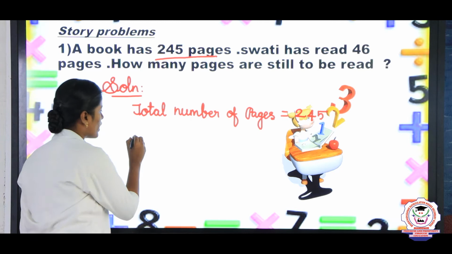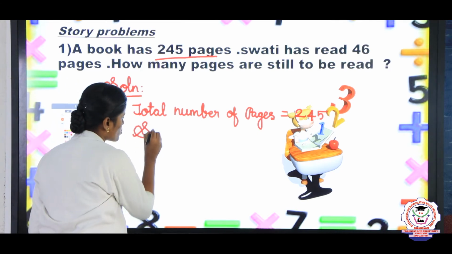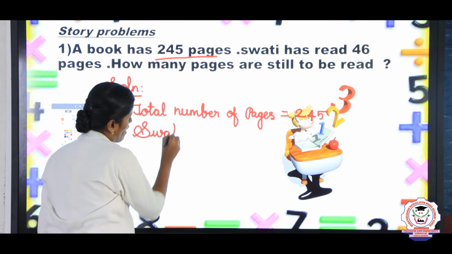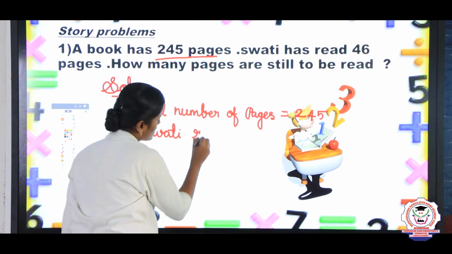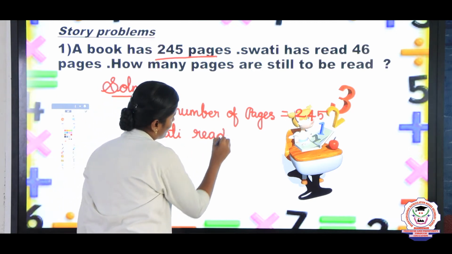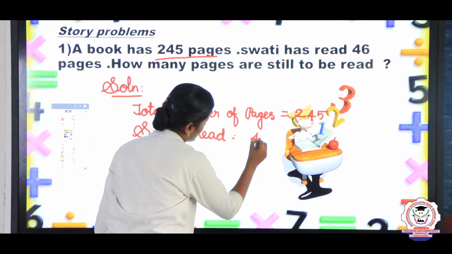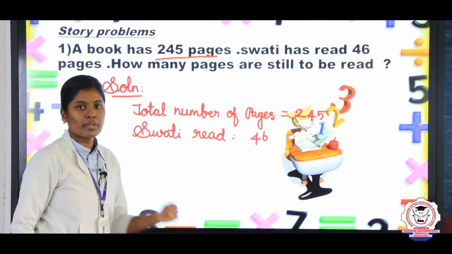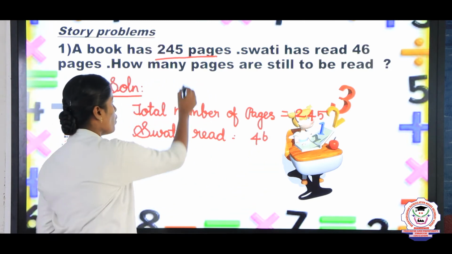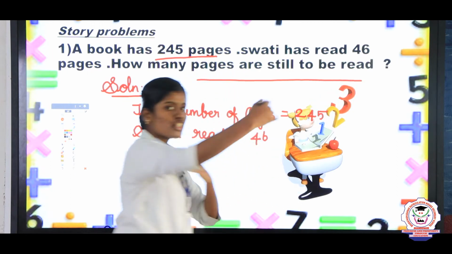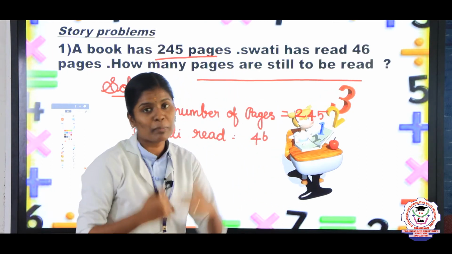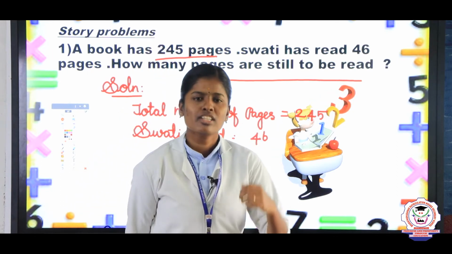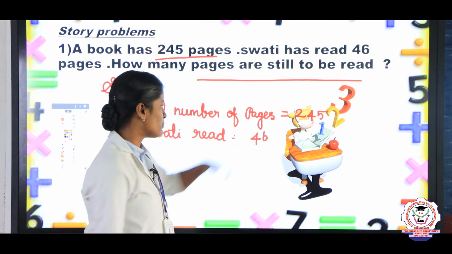Next, write here Swati has read. Swati read how many pages? Very good, totally 46 pages. The question is, find how many pages are still to be read. So now we are going to do the subtraction.